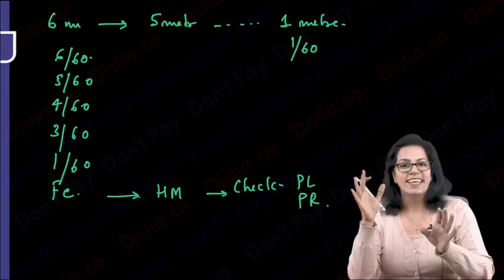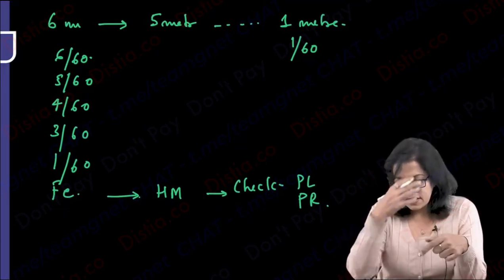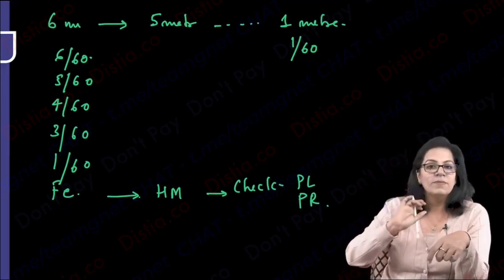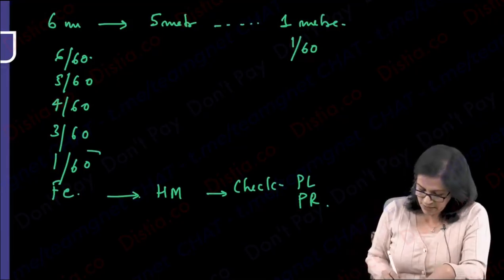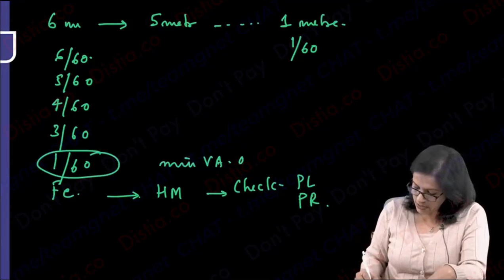I think it's clear. So what is the minimum vision in a Snellen's box? On the Snellen's acuity chart, what is the minimum vision? 1 by 60 will become the minimum visual acuity on Snellen's chart.